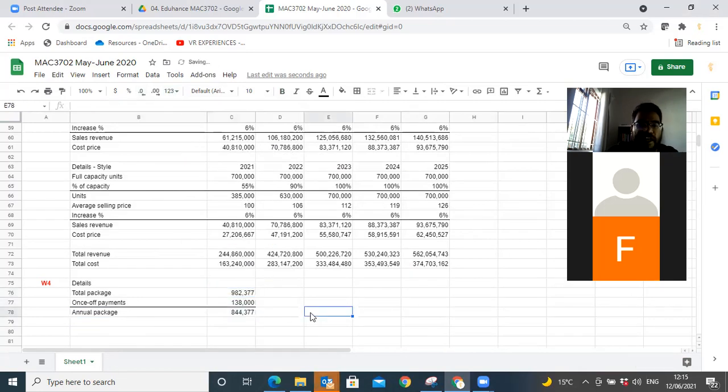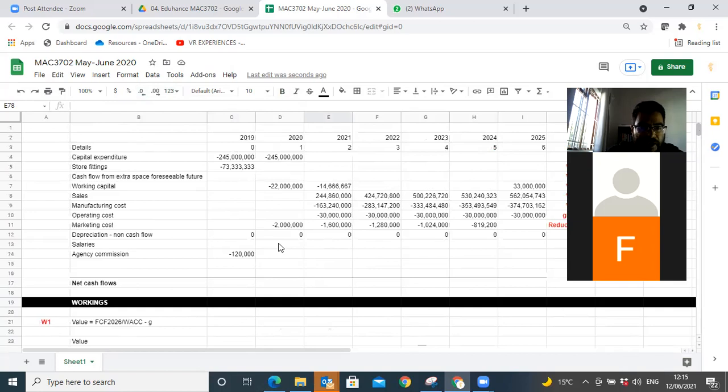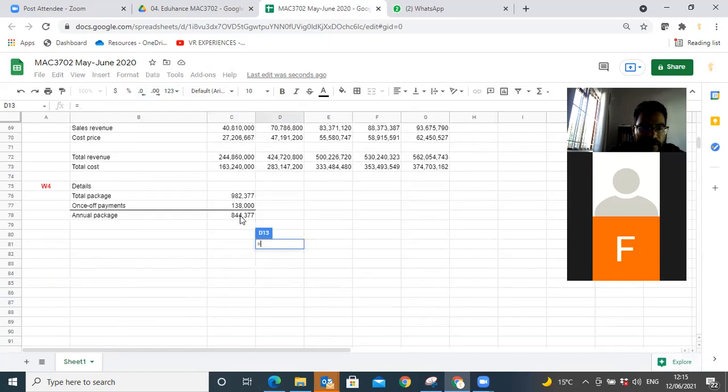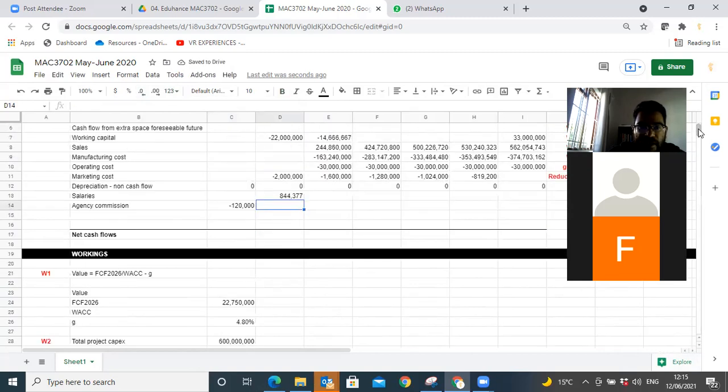So annual package is 844, and that's going to grow by 8% per annum. Okay, so we go over here. Annual package is equal to 844. So that's what you're going to get in the first year. And then thereafter, it's going to grow by whatever percent. So that multiplied by 1 plus 8%.